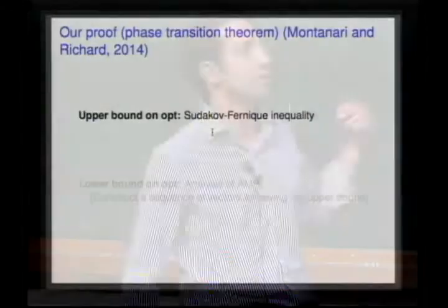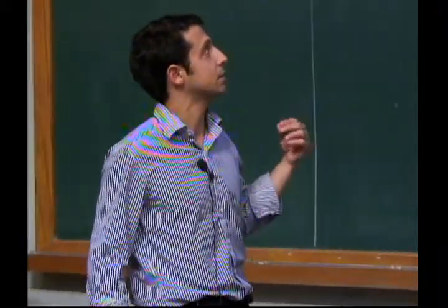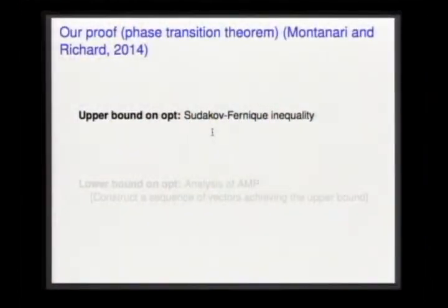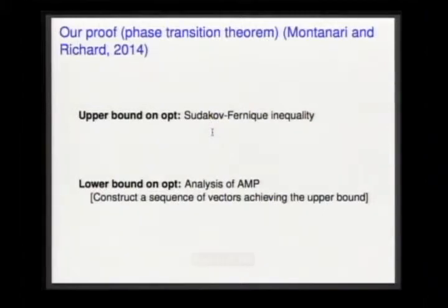So the important thing is not the values, the important thing is the location of the phase transition. And everything is simpler in the case where we are considering plain eigenvectors. For proving this theorem, we first prove an upper bound on the value of the problem using the Sudakov-Fernik inequality, a standard inequality on Gaussian processes. And for obtaining a lower bound that matches the upper bound, we use approximate message passing.